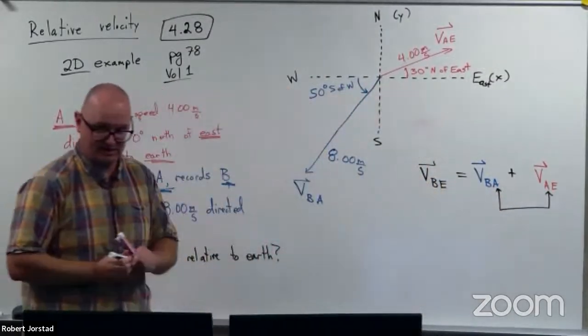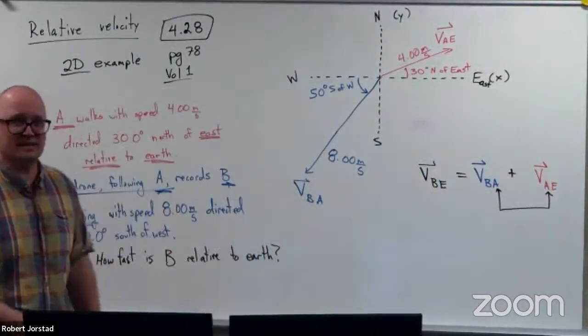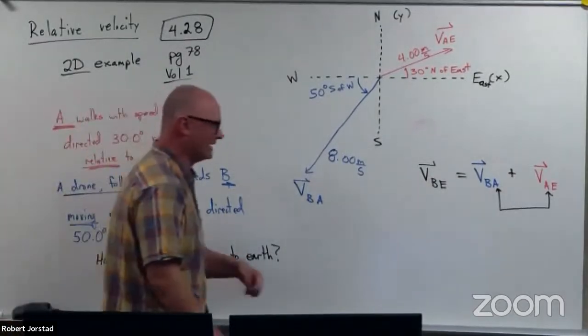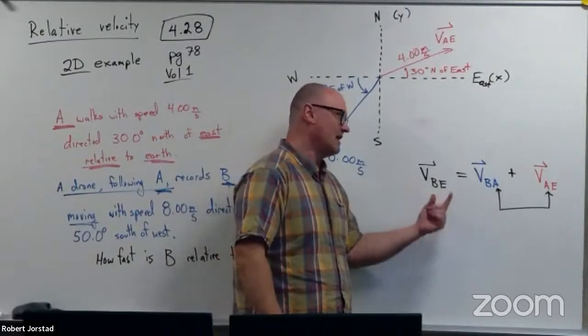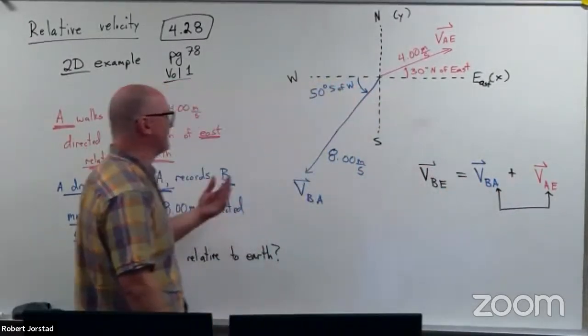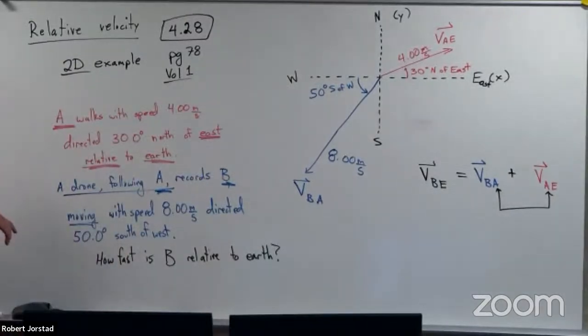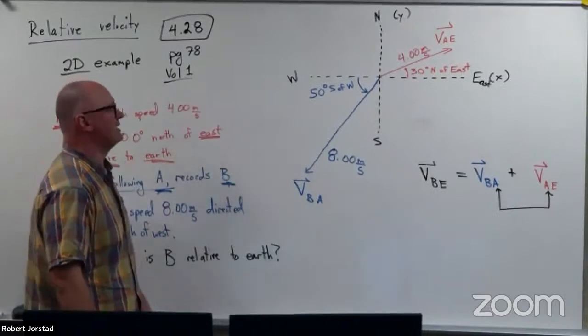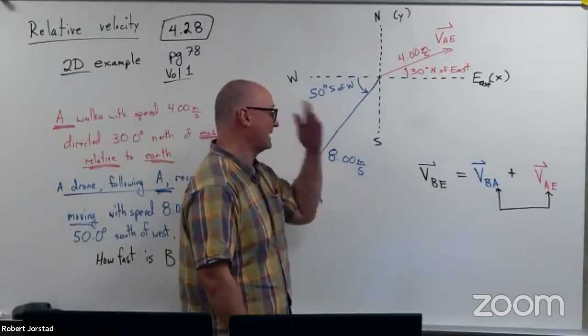Are there other ways to do this? Sure. You could just guess until you get the right answer, but this is a systematic way of doing it. You label the thing you want. That gives you the order of the subscripts. And then from there, we can flip things around. Do I know VBA? Yes, we do. Oh, look, I know VAE. So in this case, I got lucky.